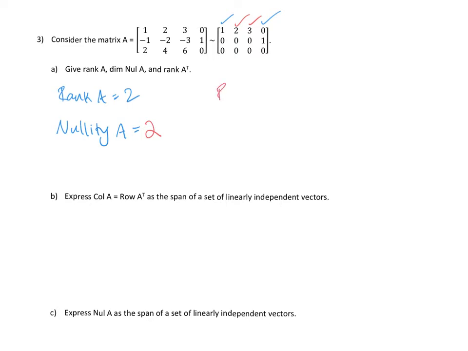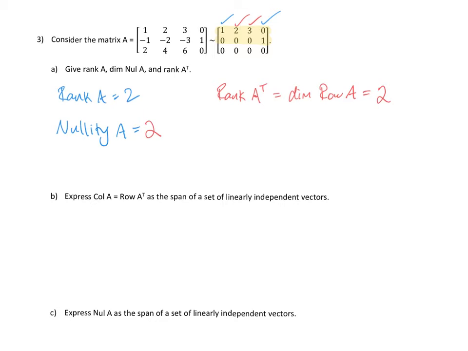Rank of A transpose, that's the same thing as the dimension of row A, which is always the same as the rank of A, the dimension of the column space. Because the way you find a basis for the row space is you take the non-zero rows of the row-reduced matrix. In this case, there are 2 of them. There will always be the same number of non-zero rows as there are pivot columns. So the rank of A transpose and the rank of A are always the same, which means the dimension of the row space is always the same as the dimension of the column space.